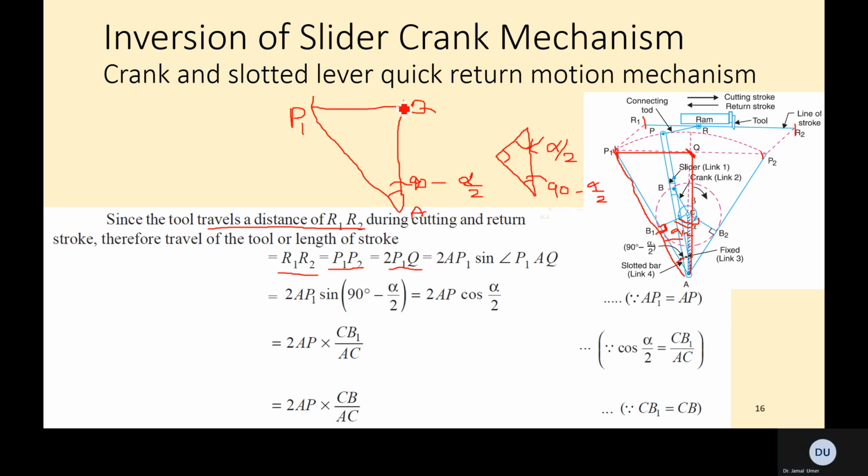Whenever you want to solve the triangle, this is the cos component, this is the sine component. So that's what we are writing. This is AP1. You take the sine of this angle, P1AQ. You know this nomenclature: angle P1AQ is basically this angle. So AP1 times the sine of angle P1AQ.